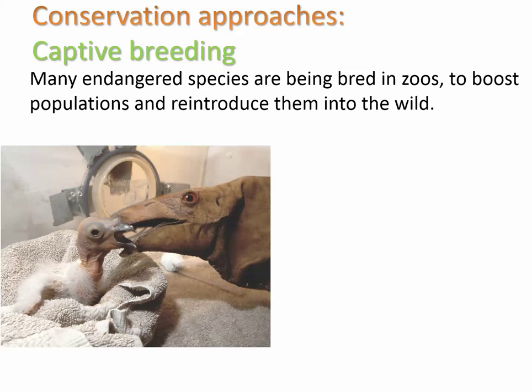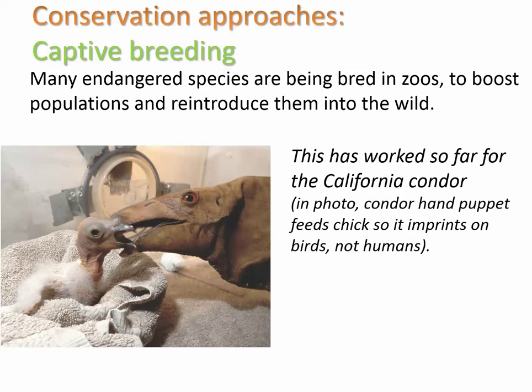We also do captive breeding. Many endangered species are being bred in zoos to boost populations and reintroduce them into the wild. And here we see, can you guess what they are? Those are condors. And this has worked so far for the California condor. And here you see a hand puppet feeding chicks, so it imprints on the birds and not humans.